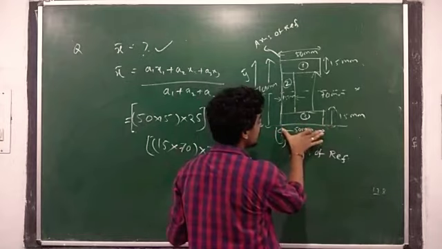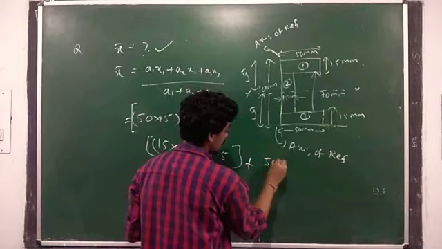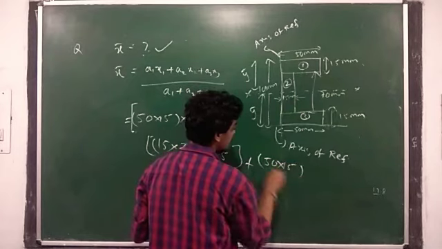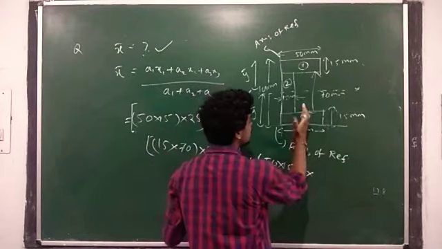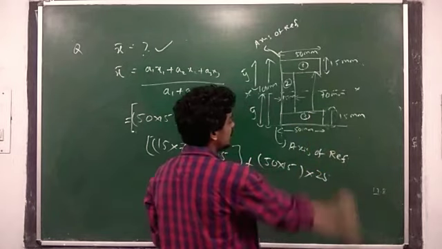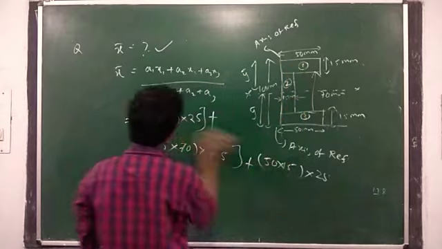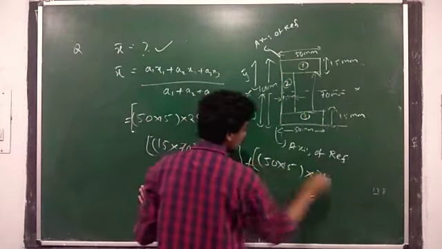Plus the third term a3 x3. So how to calculate a3? Length into breadth, 50 into 15, that is a3, into x3. Half of this, that is 25. The total is 50, half will be 25. This area will be similar to 1, so you can directly put that value, no issue.